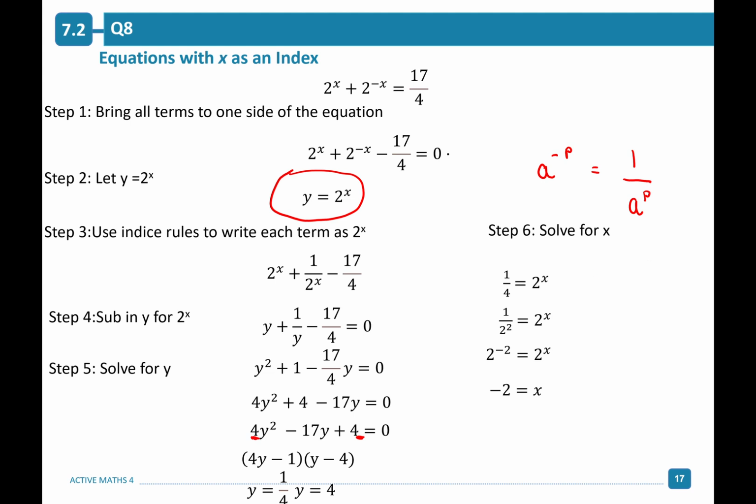We also need to solve for when y is equal to 4. This gives us 4 equals 2 to the power of x. 4 is the same as writing 2 squared, so we rearrange 4 to write it as 2 squared so that we have a common base. And equating our indices gives us 2 equals x.